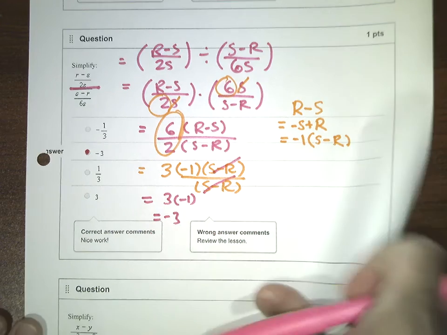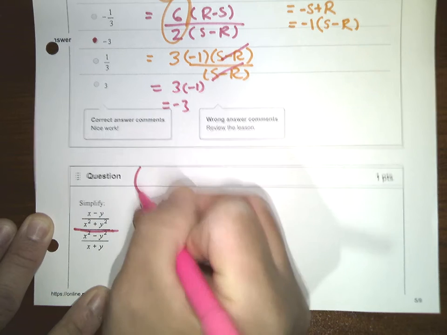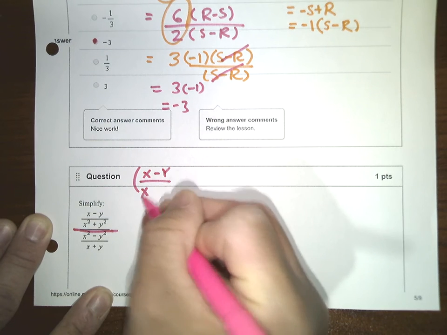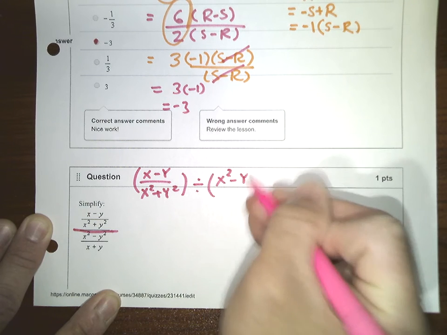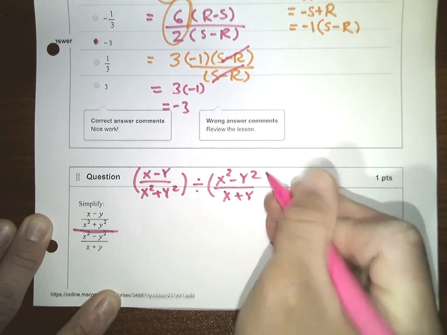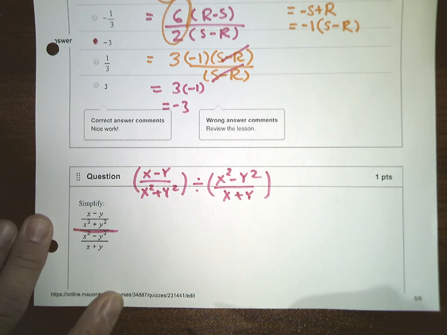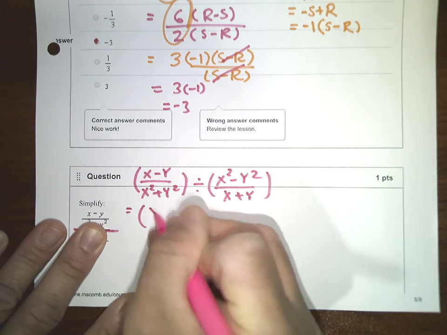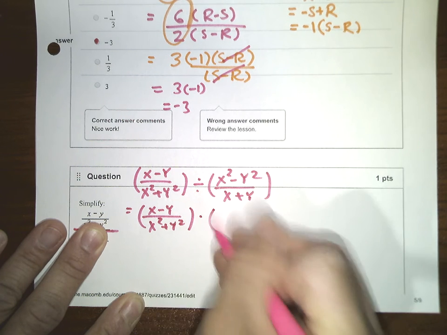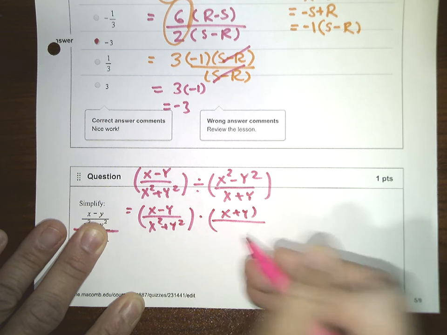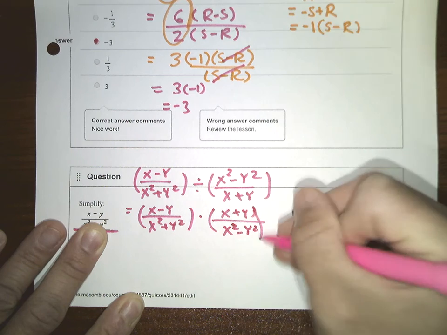Let's try another one here. So we have a division problem again. So it's x minus y over x squared plus y squared divided by x squared minus y squared over x plus y. So the adding and subtracting has already been done. So we'll multiply by the reciprocal. So we have x minus y over x squared plus y squared times x plus y over x squared minus y squared. And here we go.